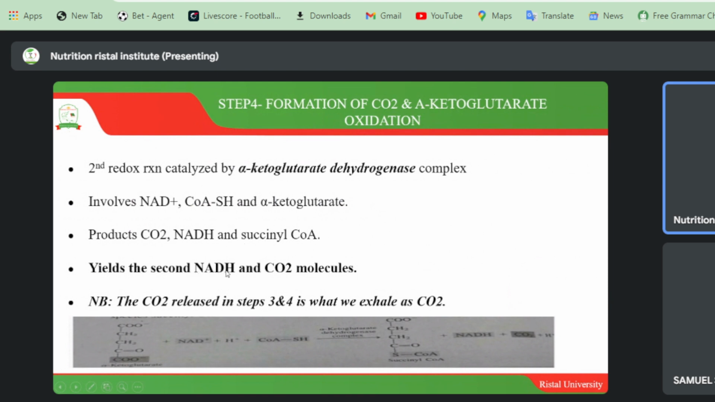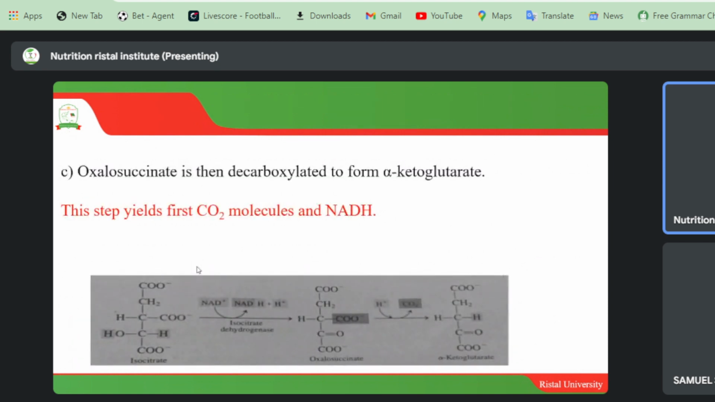It yields the second NAD and a carbon dioxide molecule. We write here, it's important for us to take note of these oxidized NADs that we are producing, because it's going to be very important in understanding our electron transport chain, which is still in this same lecture. So let's look at this.